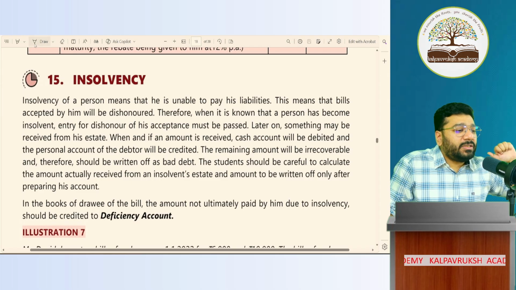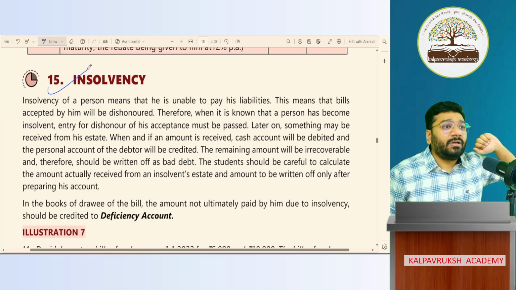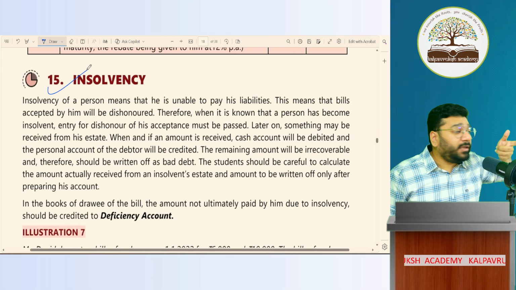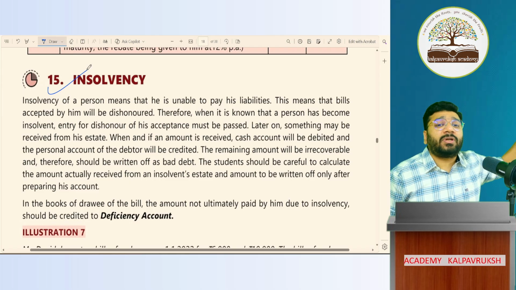So, based on insolvency, theory is there, but no question. Does it mean that a question cannot come in the exam? Can you blame ICAI that you did not give even one question based on insolvency?